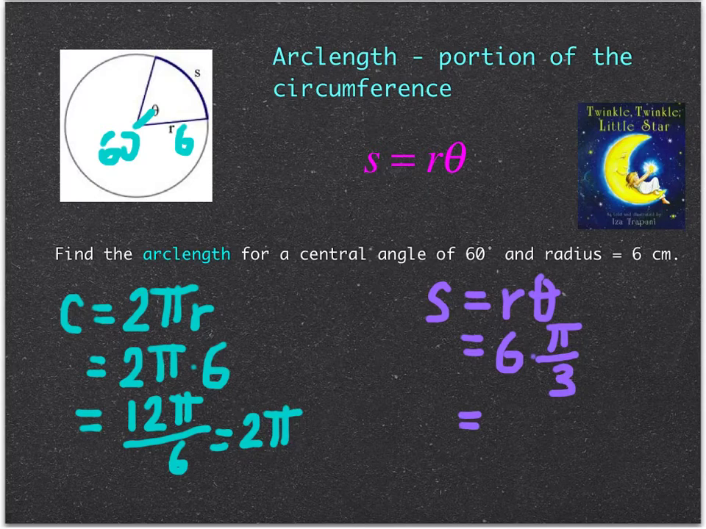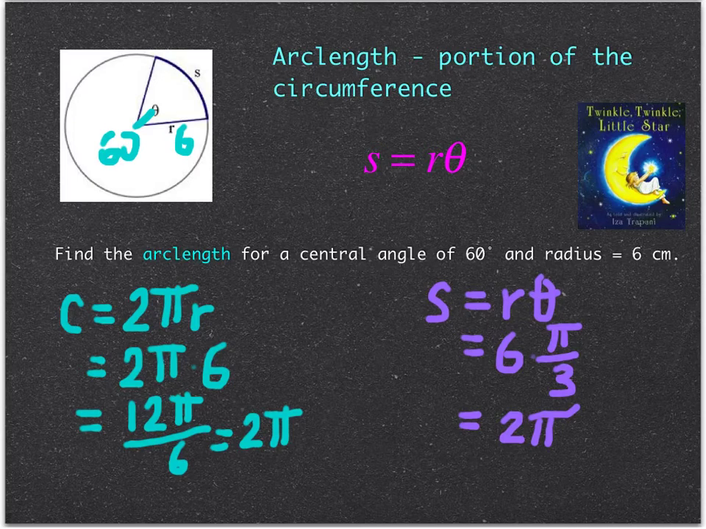And sure enough, when I multiply this out, I'll get 6 pi over 3, which is 2 pi for the arc length there. 2 pi centimeters is what that would be. So you don't always have to use this formula. You can hearken back to some previous knowledge, but this is a pretty easy, direct formula that I encourage you to try.